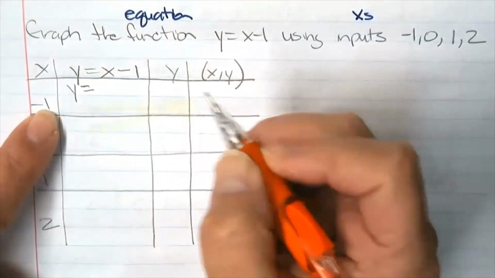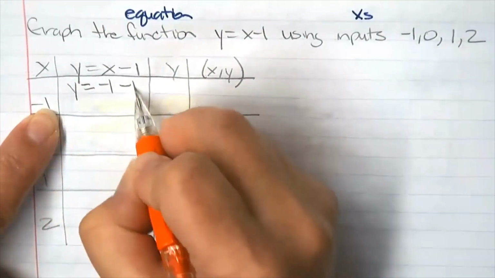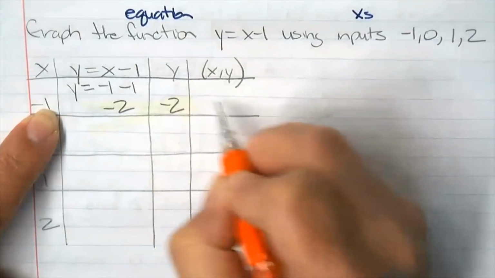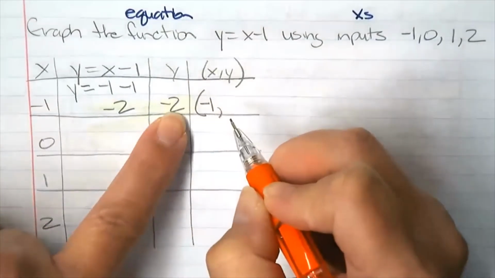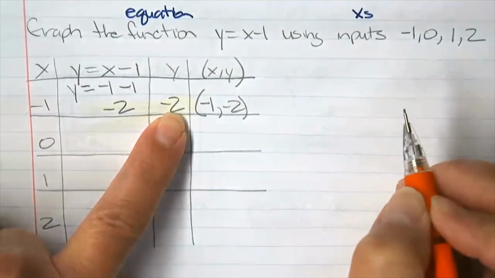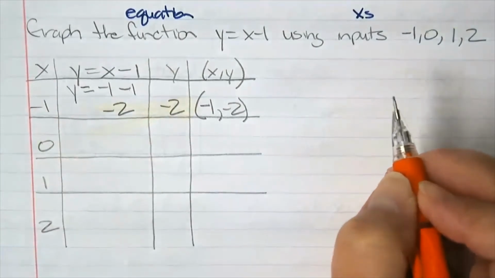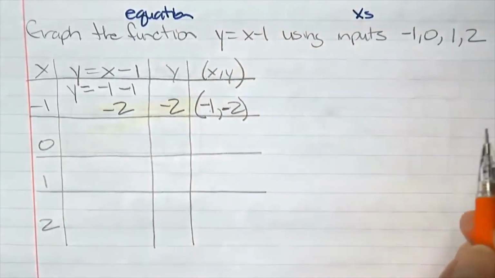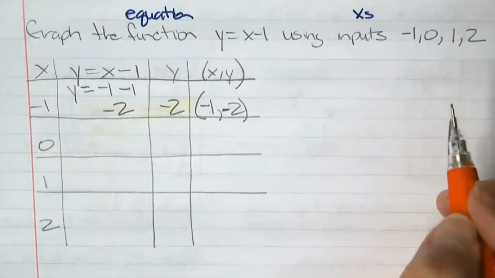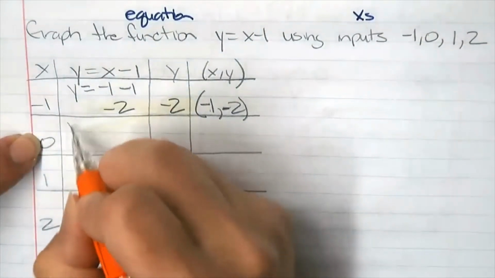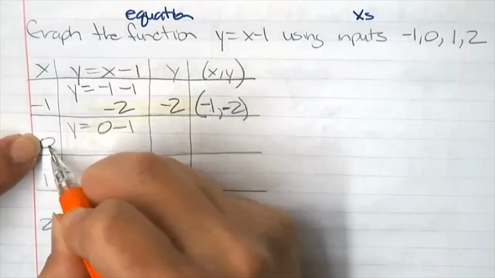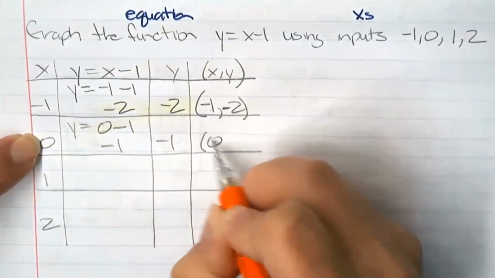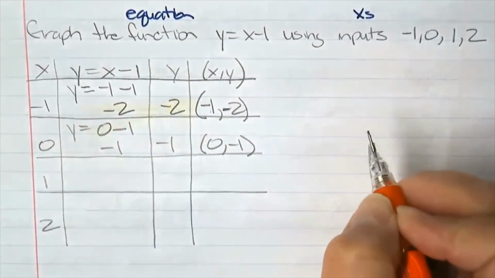Y equals, we're going to substitute -1 for x, -1 and -1 is -2. So when x is -1, y is -2. Or when x is -1, the function of x is -2. And then we just substitute again. I'm going to substitute 0 for x. So when x is 0, y is -1.